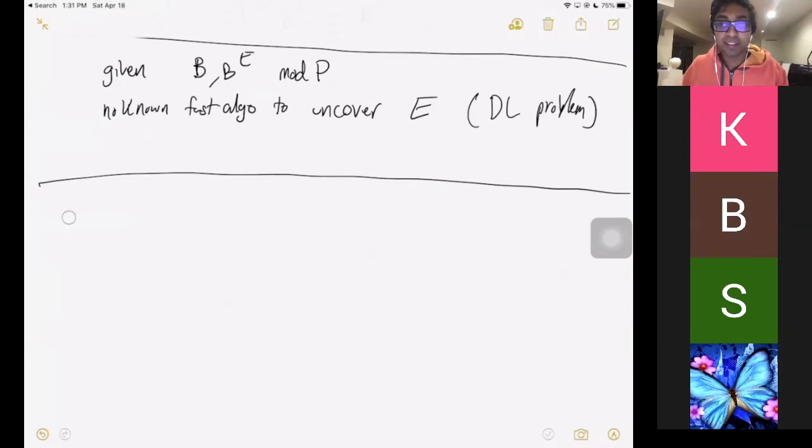Cool. So let's talk about El Gamal. El Gamal can be thought of as kind of like doing Diffie-Hellman, but then once you agree on a secret key, you encode a message with it.